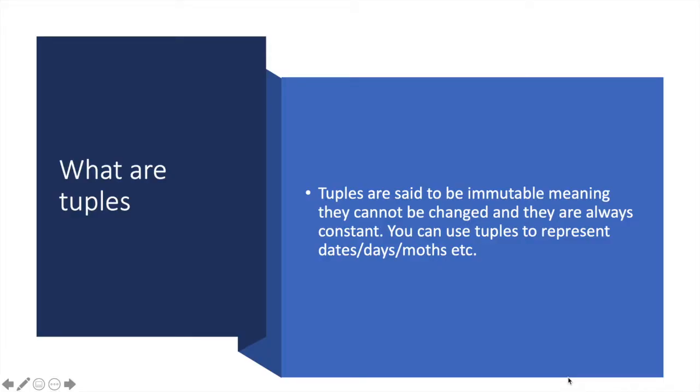So what are tuples? Tuples are said to be immutable, meaning they cannot be changed and they are always constant. And you can use tuples to represent constant information, for example, the number of days in a week, or the number of months in a year, etc.